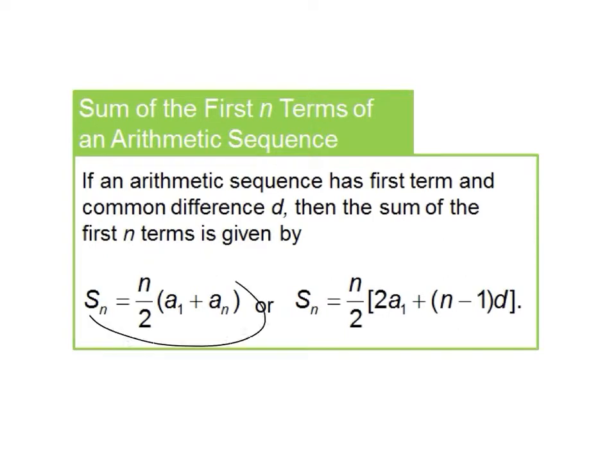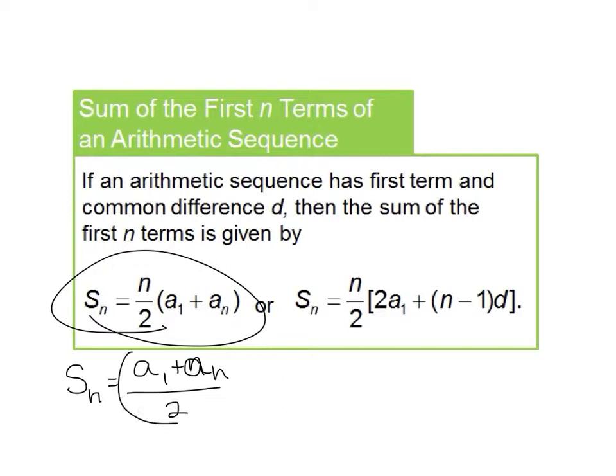Additionally, you can take this formula and distribute that 1/2 so that you get S sub n is equal to (a1 plus an) over 2 times n. Really what you're doing is you're taking the first term and the last term, averaging them together, and multiplying by the number of terms in the sequence.